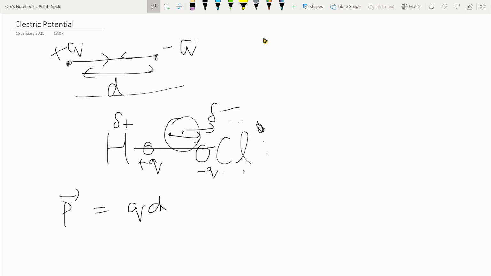So it would be P = qd, and since it's a vector quantity, it also has a direction, and the direction is from the negative to the positive charge. So if you have a dipole over here, this is minus q, this is plus q. The direction of the dipole moment will be from this to this.